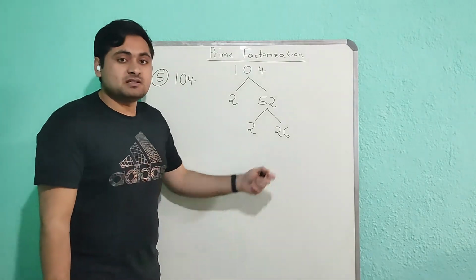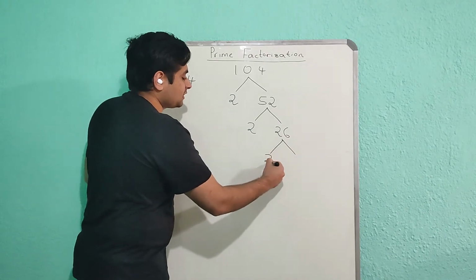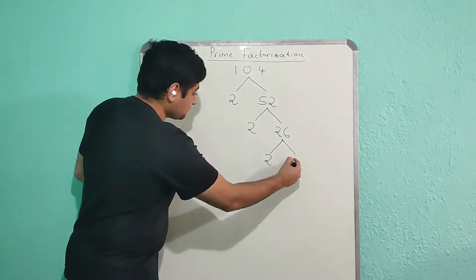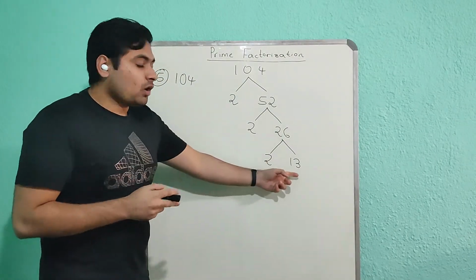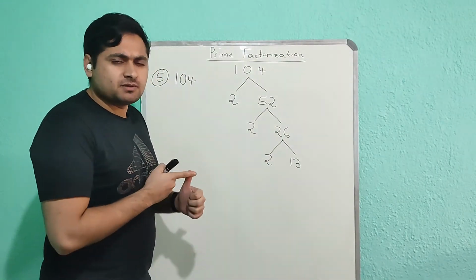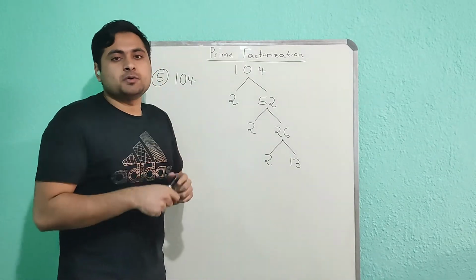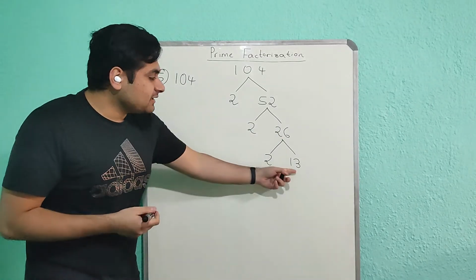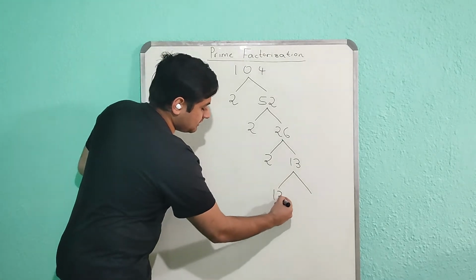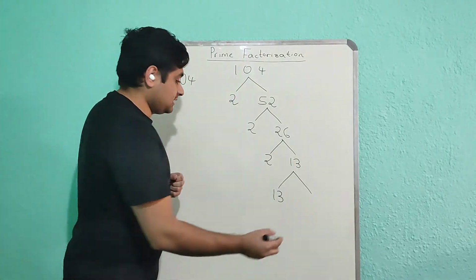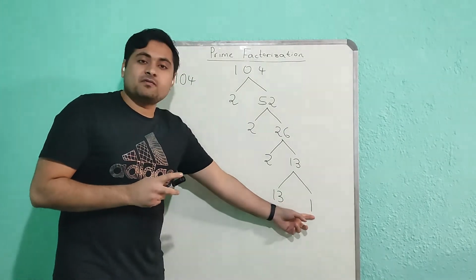Again, 26, is it divisible by 2? Yes, so we divide by 2. What is 26 divided by 2? That's 13. Now, coming to 13, we know it's an odd number. Can it be divisible by 3, 5, 7 or 9? We can see it's not divisible by any of those numbers. So, it is simply divisible by itself. We divide 13 by 13. What is 13 divided by 13? We get 1. So, now we need to stop, because we have reached 1.